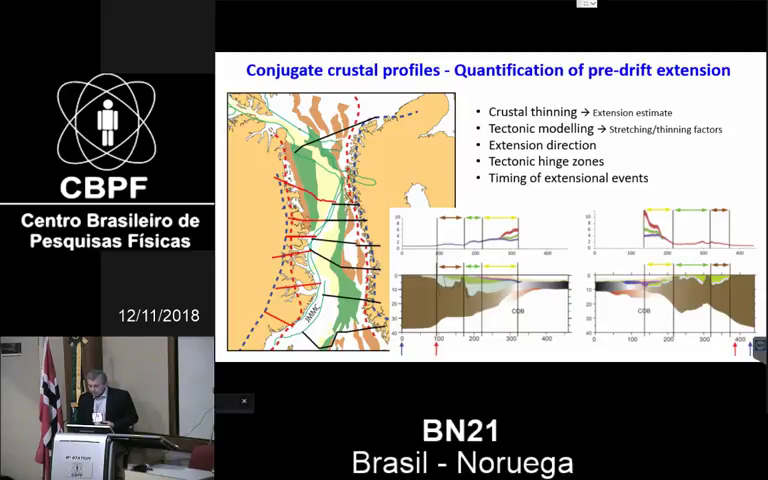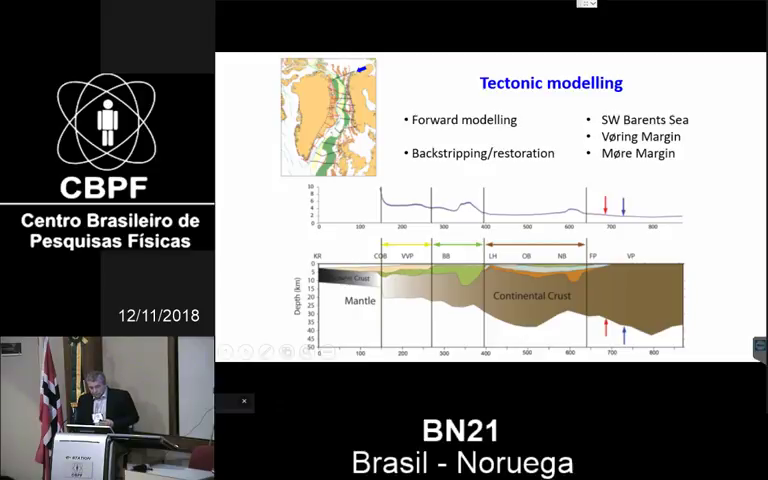In addition to the amount of extension, we need to see in what direction, the orientation of the extension, and we are in particular interested to see where these tectonic hinge zones are located when we start to restore the margin evolution. And of course we need to have age control as well, the timing of the extensional events. So we have done this on a number of profiles. Of course this type of modeling is more time consuming, but with good constraints we can do it. As I said, both forward modeling and backstripping and restoration.